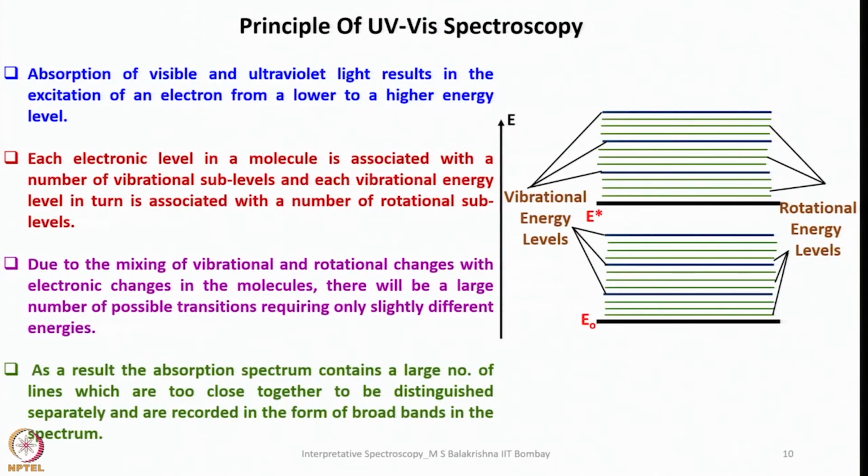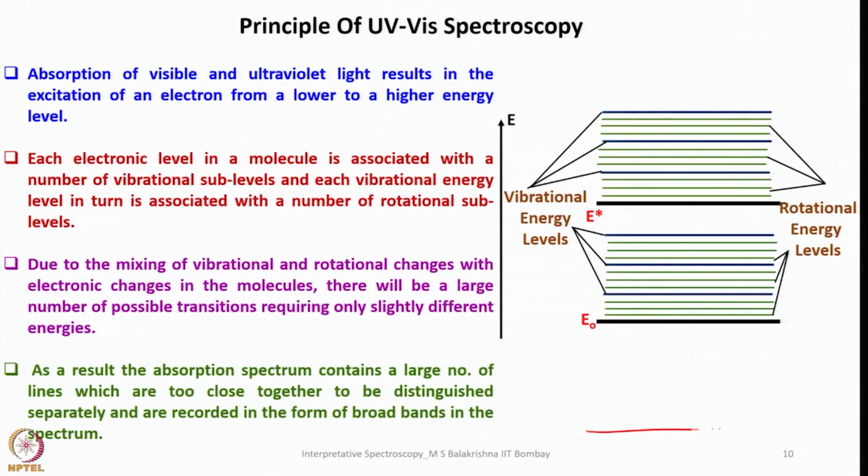Absorption of visible and ultraviolet light results in the excitation of an electron from a lower to a higher energy level. That means when we supply energy in the UV visible region, depending upon the gap between the two levels where the transition is supposed to occur, that means HOMO, highest occupied molecular orbital, and LUMO, lowest unoccupied molecular orbital. Each electronic level in a molecule is associated with a number of vibrational sublevels, and each vibrational energy level in turn is associated with a number of rotational sublevels.